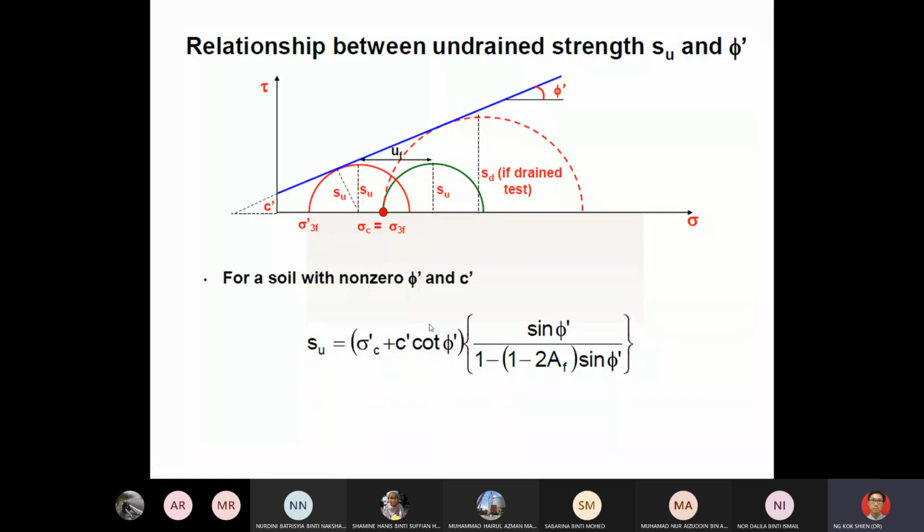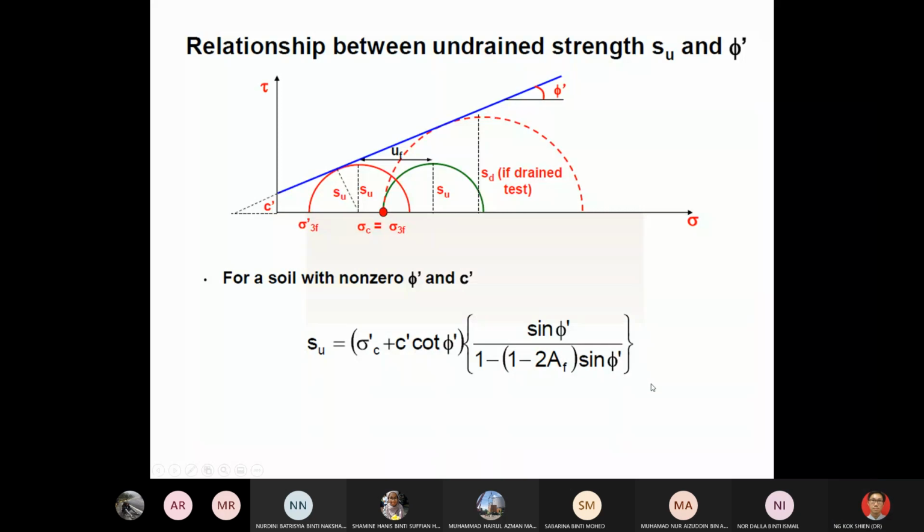Okay, this is how you get the drained strength and undrained strength if you have the friction angles and also some of these A parameters. Very simple. Meaning that you can actually predict the strength of the soil, and you can use this strength for the design if you know the friction angle of the soil.